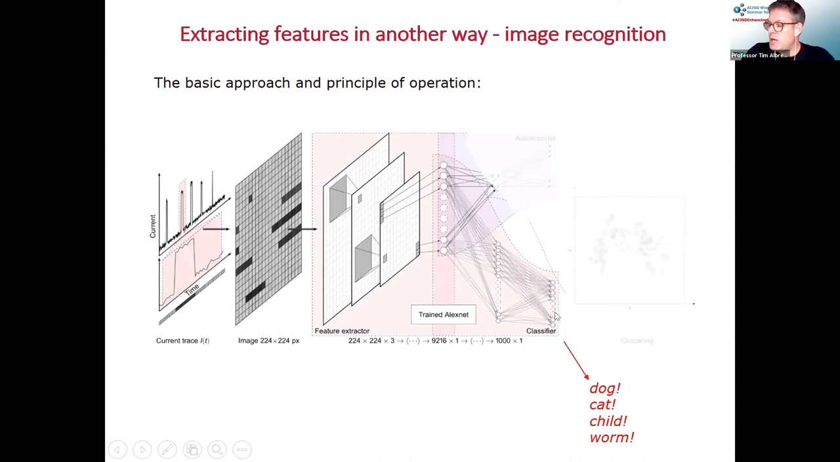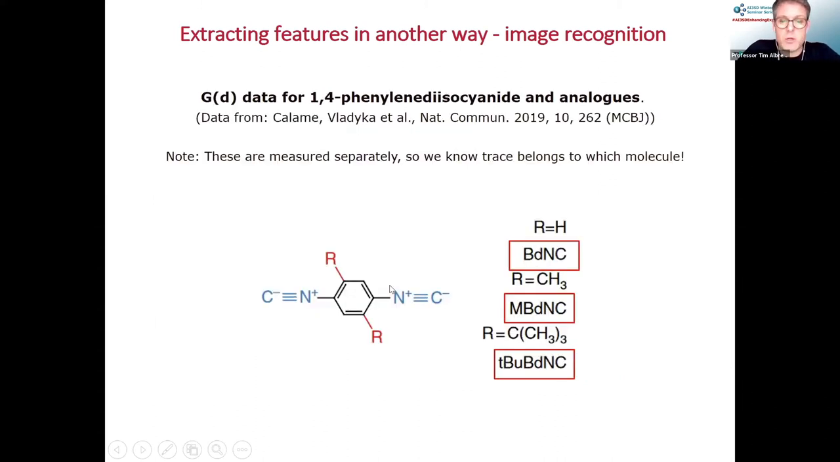So in our case, we've basically reformatted our data into an image format, okay? And then what we've done is, rather than using the classifier, we've actually bolted on a dimensionality reduction tool, such as an autoencoder, using the feature output from the feature extractor. And what we then get is some sort of dimensionality reduction, which we then plot in this way, and look at the cluster plot, basically.